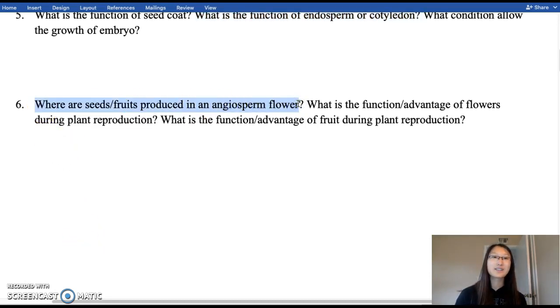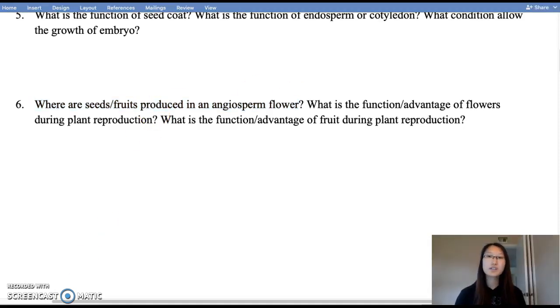What are the seeds and fruits? Where are the seeds and fruits produced in an angiosperm flower? That's the ovary of the flower, the part where the stigma is in the middle, and then the bottom part is the ovary. That's where the egg is, and that's where the sperm is going to end up traveling to in order to produce the seeds and fruits.